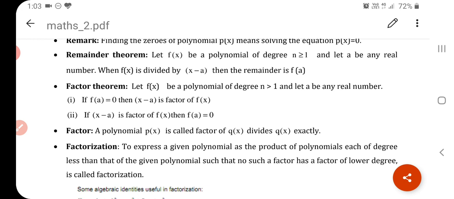Okay, so solve the questions carefully. Okay, this is our revision of chapter 2, that is polynomial.